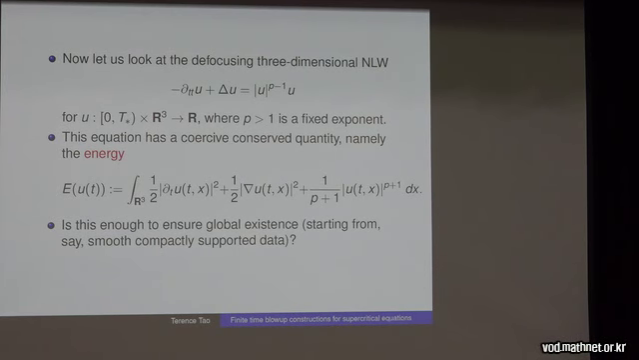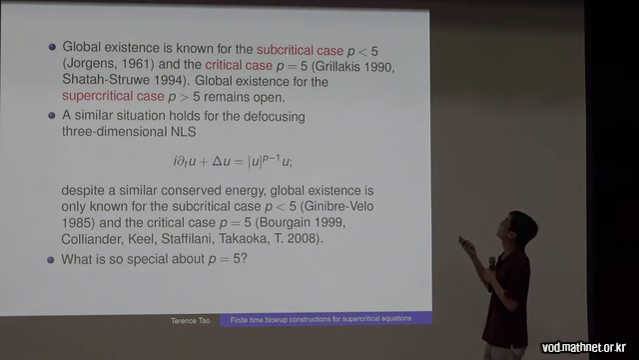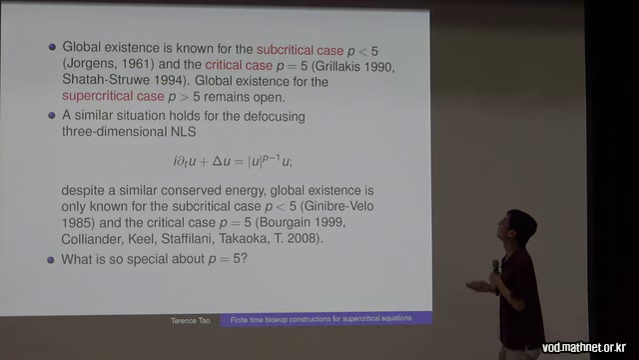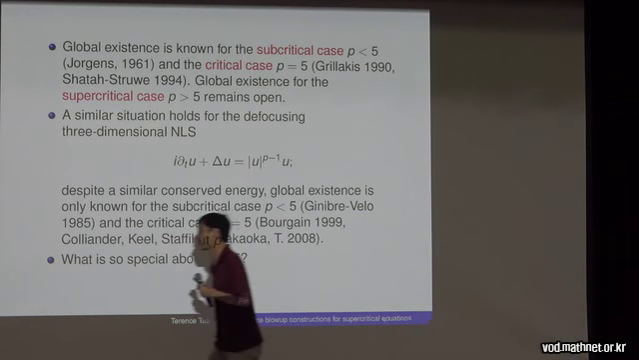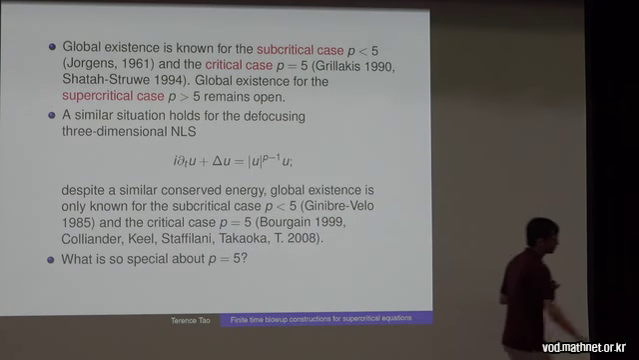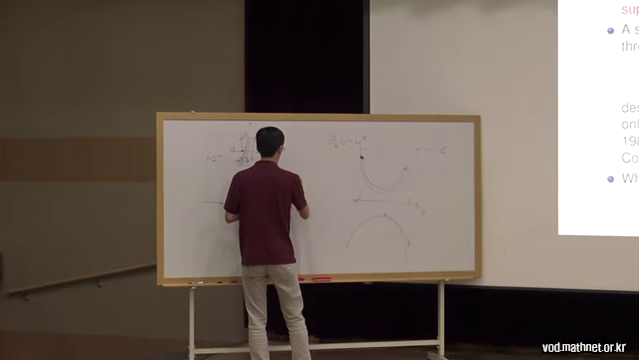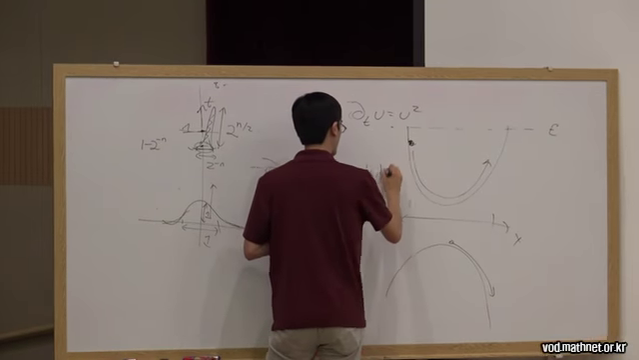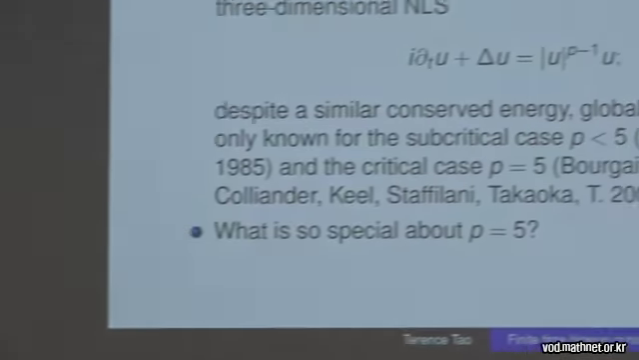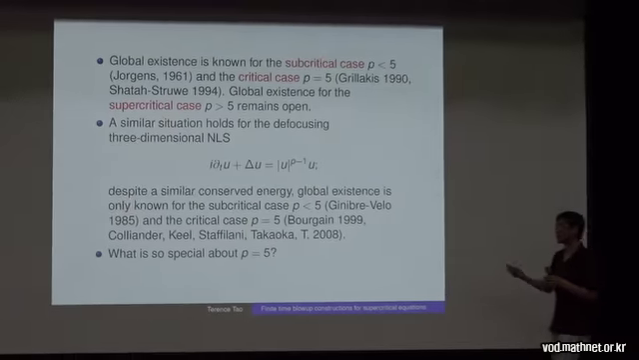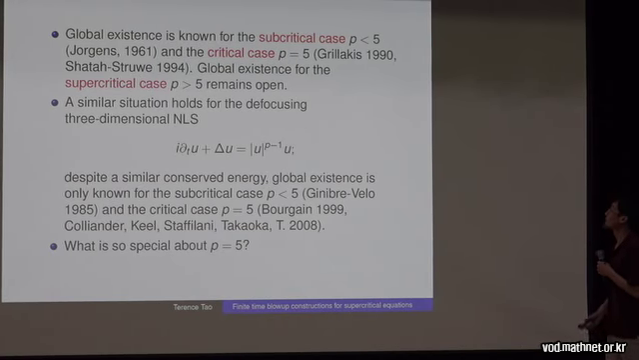And the answer is it depends. It depends on this exponent p. It turns out that something funny happens at p equals 5. So for p less than 5, let me just write out the equation again. As long as p is less than 5, the energy conservation law is strong enough to give you global solutions. Nothing bad happens. And that's an old result of Jorgens from 1961. That's for the subcritical case.